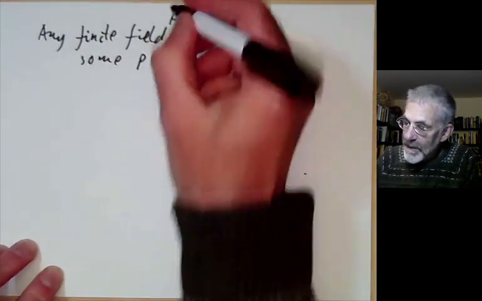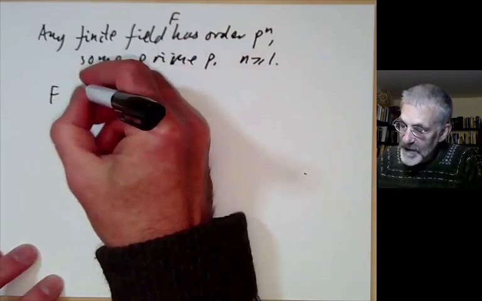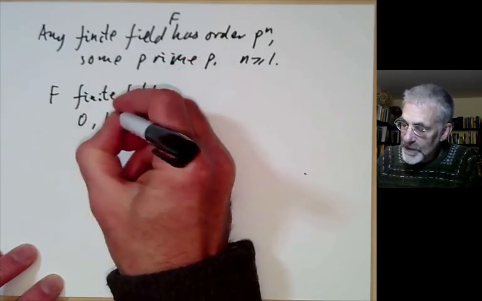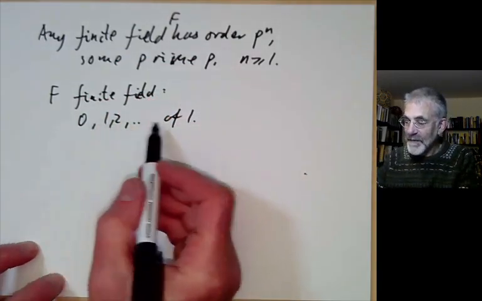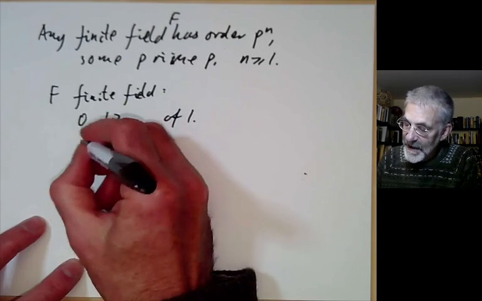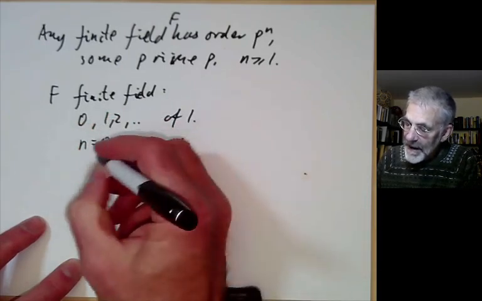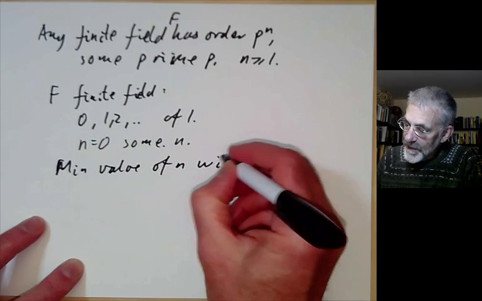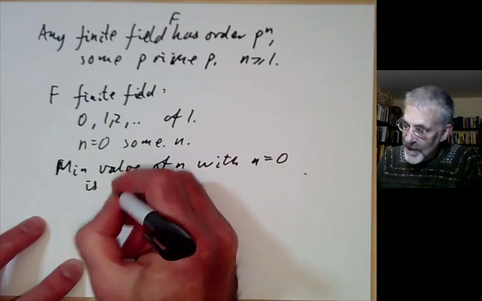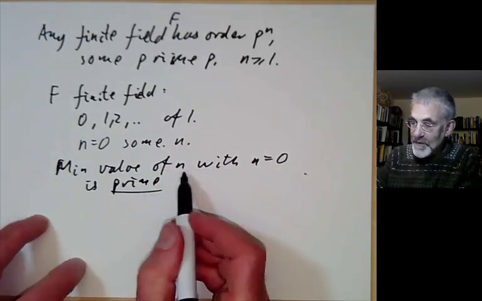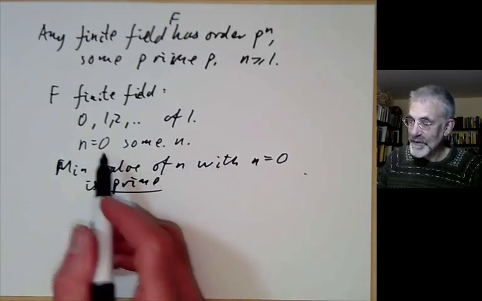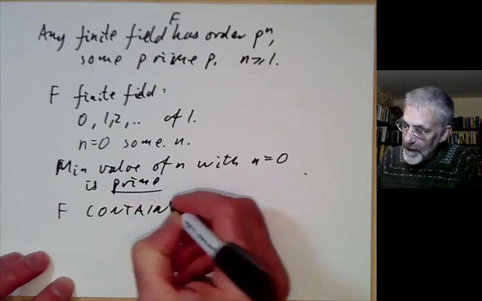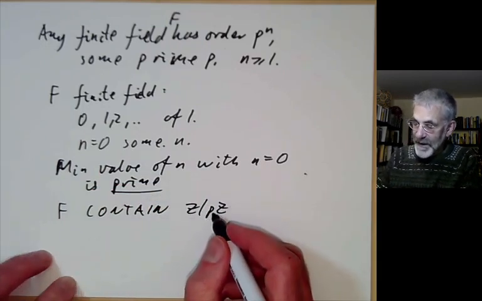And the reason for this is as follows. If F is a finite field, we look at the multiples 0, 1, 2, and so on of 1. And since the field is finite, one of these must be equal to 0. So we must have n equals 0 for some n. And the minimum value of n with this property, with n equals 0 in the field, is a prime. Because if it was a product of two numbers a and b, which were smaller than n, then one of these would have to be 0. So we see that the finite field must actually contain the field Z modulo pZ for some p.